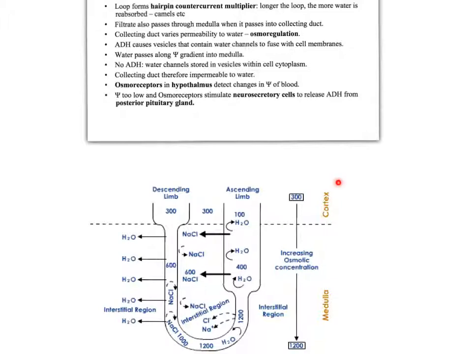So if your water levels are low, the cells become more permeable, which allows more water to be reabsorbed, so we conserve water. If your water levels in your blood are high, what happens is that we make the cells of the collecting duct impermeable to water, so all the filtrate passes out into the renal pelvis and into the ureter, and we would make copious amounts of very dilute urine. Whereas when our water levels are low, we absorb more of the water, so we produce small amounts of very concentrated urine.